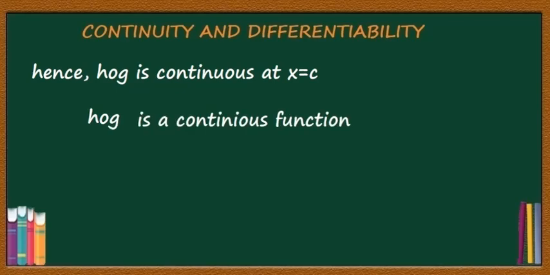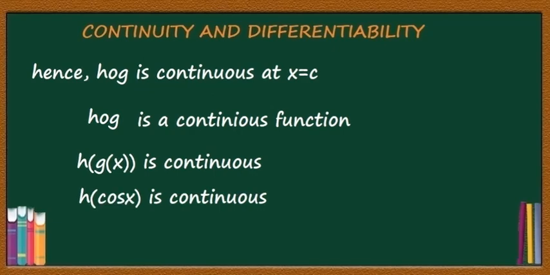That is, h composite g is a continuous function, because c is any real number and it is continuous at x equal to c, and c is any real number means it is a continuous function. That is h composite g is continuous function. And what is h composite g? h composite g means h of g of x is continuous function. What is g of x? g of x equal to cos x. Therefore h of cos x is continuous function.